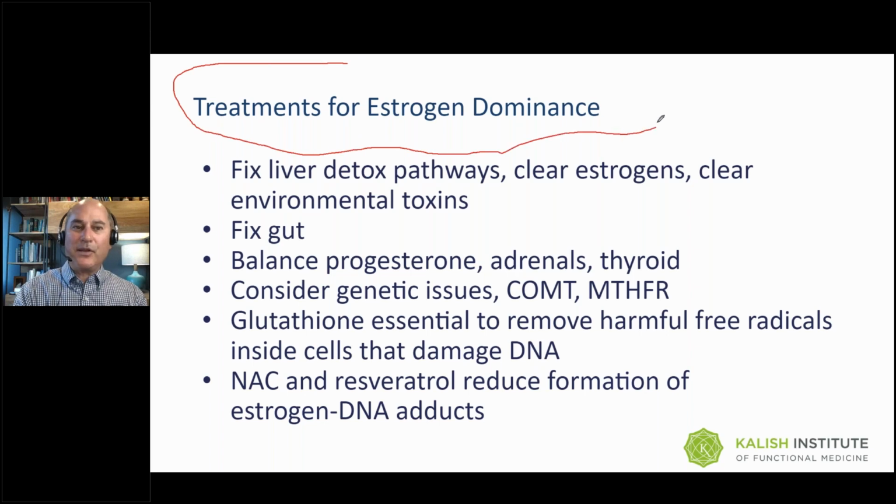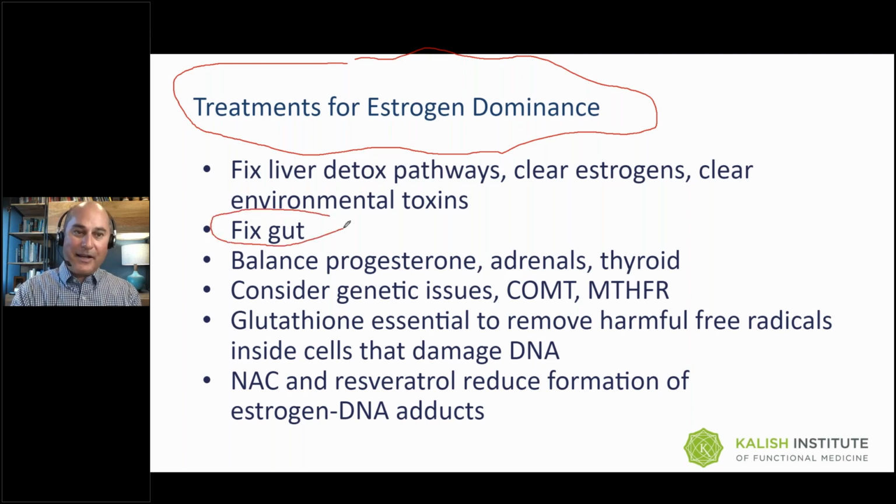Okay, so treatments for estrogen dominance. Fix the liver detox pathways, clear estrogens, clear environmental toxins. If you fix COMT, you're fixing dopamine-related problems too. If you fix all the liver detox pathways, you're helping the person to deal with metals like mercury, lead and arsenic, and chemicals, everything, you know.